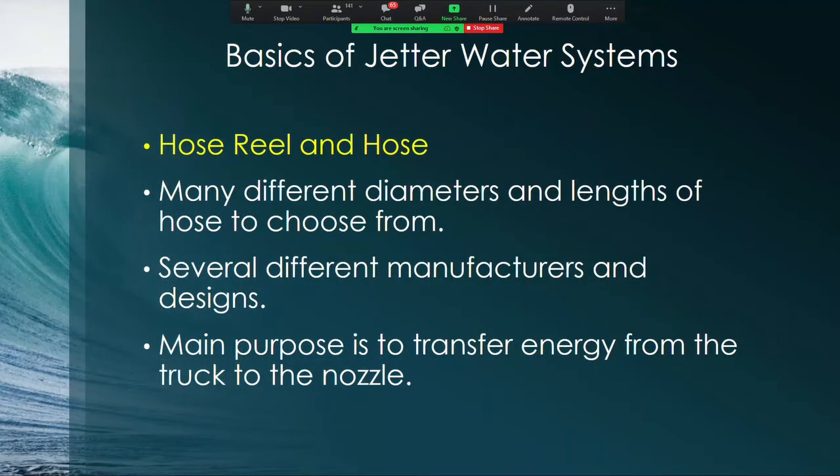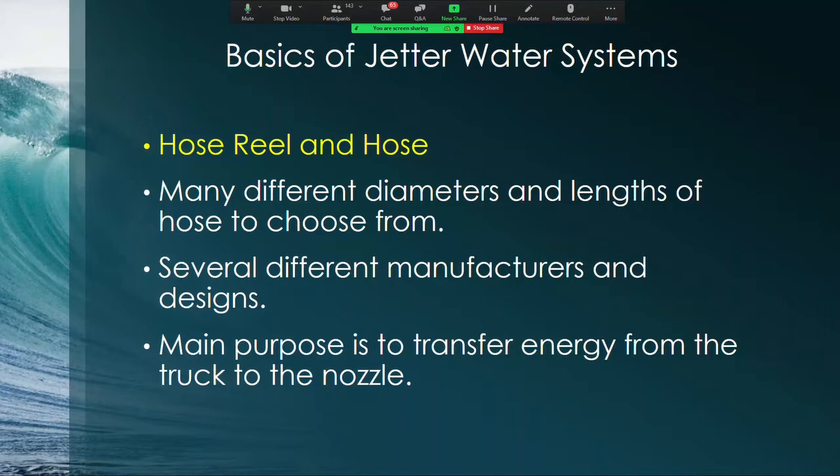We talk about hose reels, and we talk about diameters of pipe and hose and stuff like that. There are many different configurations and many schools of thought on what's the best system to have, and it's all dependent on what you as the contractor, municipality, or utility need the tool to do, and we can look at different designs.